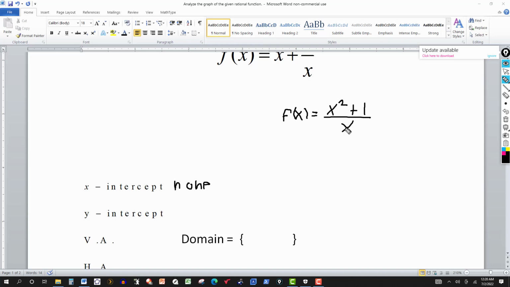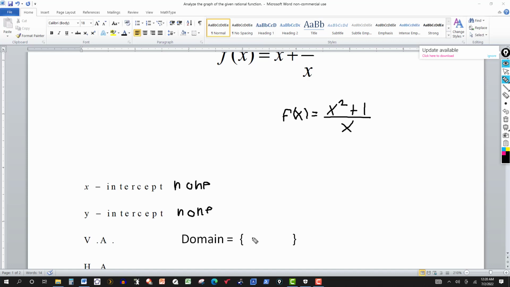Now, for the y-intercept, you replace the x by 0 to get the y-intercept. And if you have a number, that value is the intercept. But notice if I replace x by 0, I get a 0 in the denominator. That's undefined. So the graph doesn't cross the y-axis, so there's none here. Y-intercept is none.